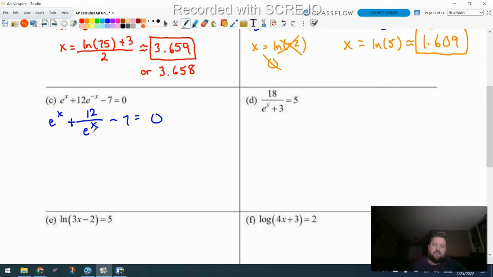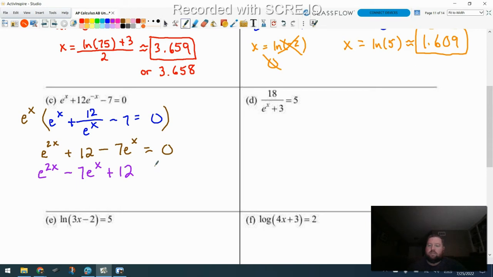All right, we don't like having fractions like this, especially if we're trying to solve an equation. So the way we fix that is we multiply everything by e to the x. All right, and so e to the x times e to the x is e to the 2x. We talked about that above. And then with this term, e to the x times 12 over e to the x, the e to the x's will cancel out, leaving us with just the 12. And then minus 7 times e to the x, and then equals 0. Do a bit of rearranging here and get it in the same form the letter B was in. So e to the 2x minus 7 e to the x plus 12. And then we're ready to go with our factoring.